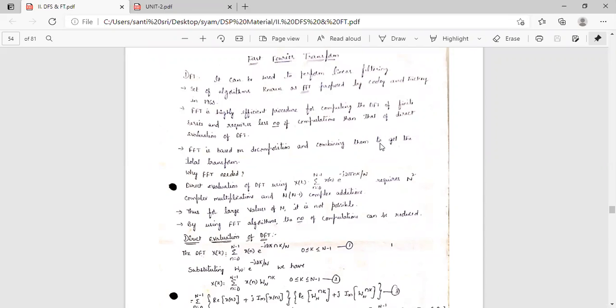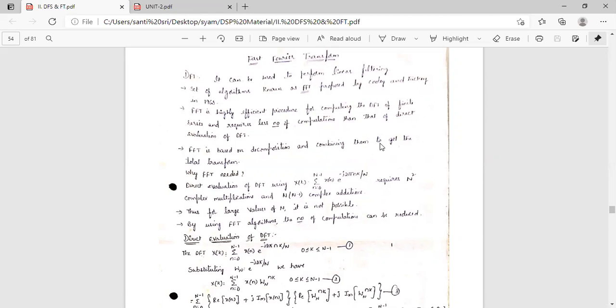So this is the advanced version of the discrete Fourier transform. So what is fast Fourier transform? Suppose if you take the discrete Fourier transform, it can be used to perform linear filtering. A set of algorithms known as fast Fourier transform was proposed by Cooley and Tukey in 1963. These are named after the scientists Cooley and Tukey.